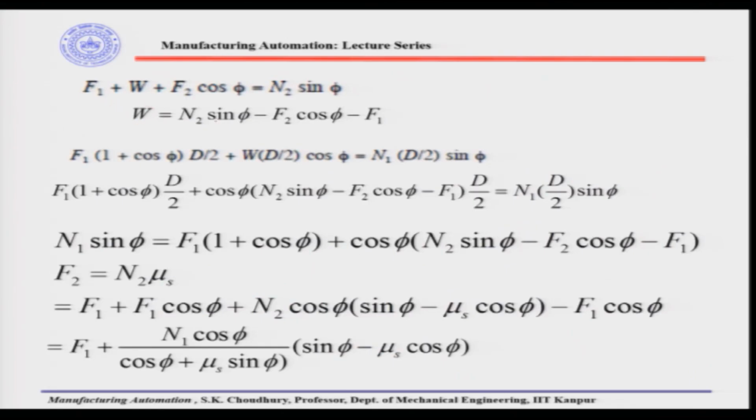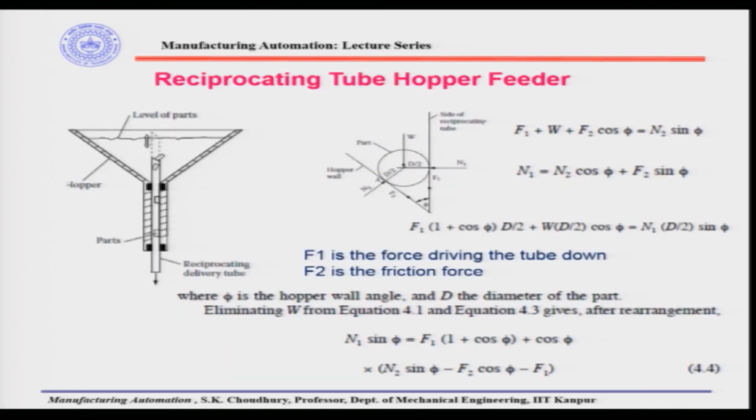So, W from the first equation is this, and we are putting it in the third equation. We get this expression, and since F2 is equal to N2 times mu s, we get this, and then we rearrange, because N2 is actually this value. We can write this as N2 cos phi plus F2 divided by N2 times sin phi. So we get N2 common, and F2 by N2 is nothing but mu s.